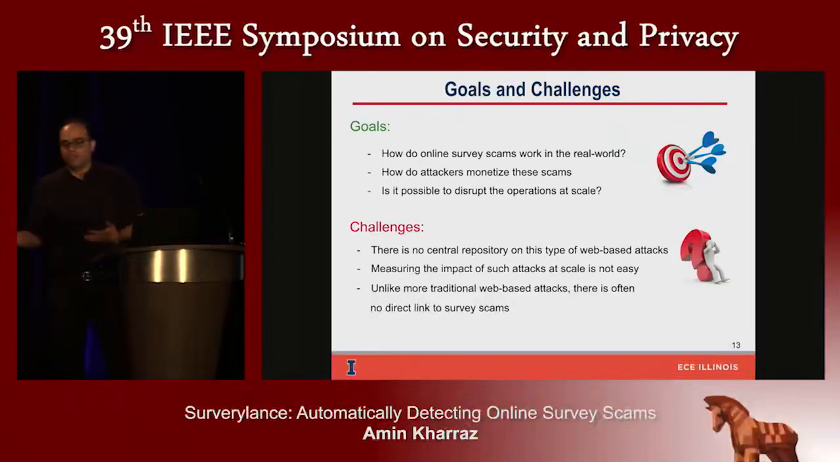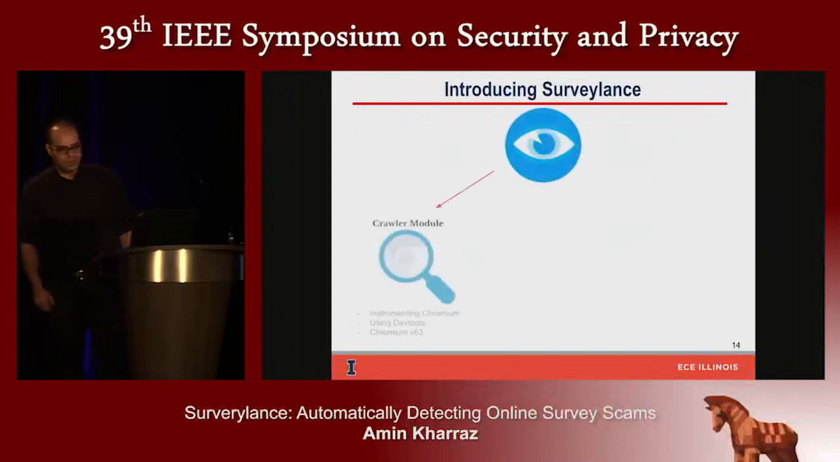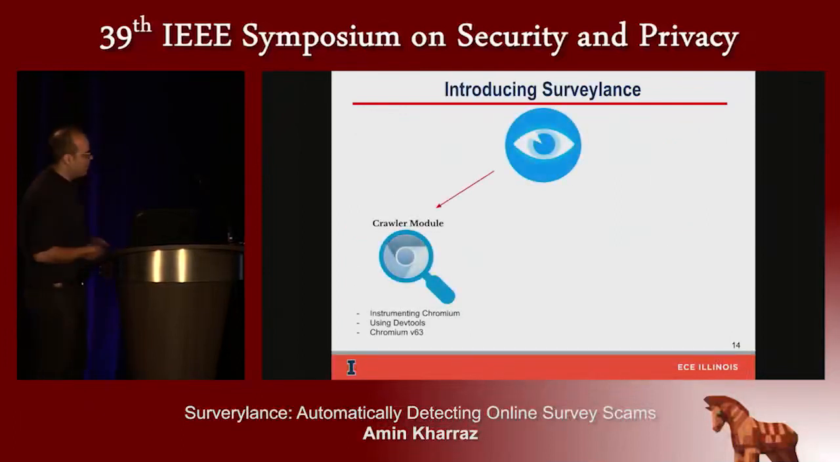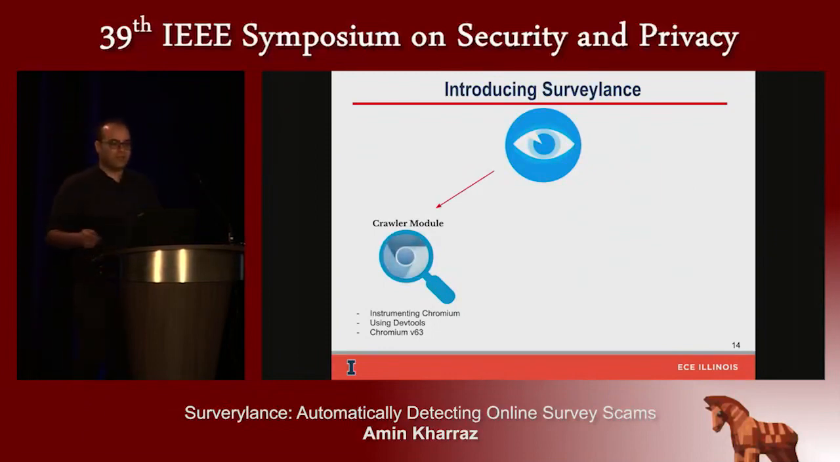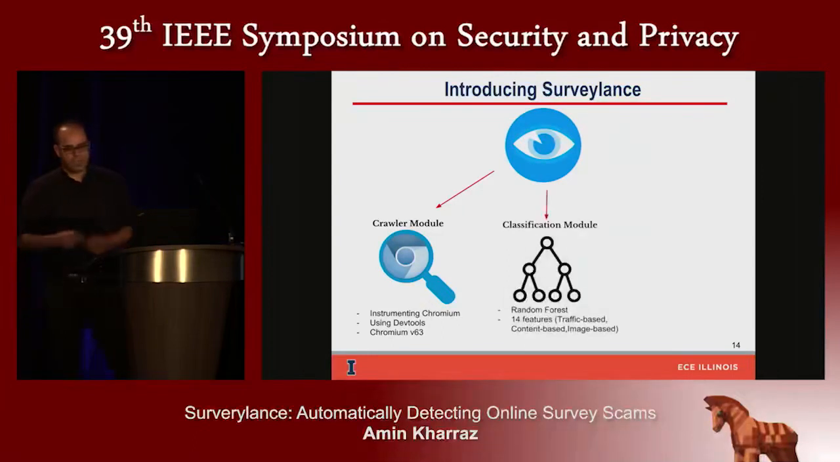And three, unlike more traditional web-based attacks, there is often no direct links to survey scams. So in order to handle these problems, Surveylance has three different modules. One, a crawler module that is based on instrumenting the Chromium browser on top of the DevTools API. A classification module that parses those traces, performs the classification, and tells whether this is a survey gateway or not.